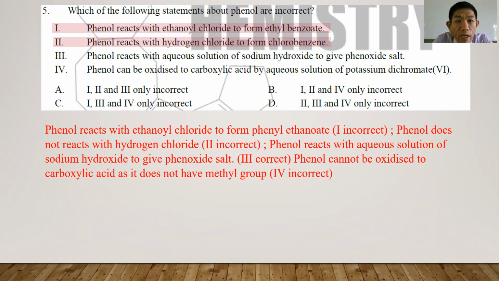So number 2, phenol cannot react with hydrogen chloride, as we mentioned just now. Number 3, phenol can react with sodium hydroxide to give a phenoxide salt, which is true, so 3 is not in our answer. And then number 4, phenol can be oxidized to carboxylic acid, which is not true because phenol can no longer be further oxidized by any oxidizing agent. So the best answer here is 1, 2, and 4, B.